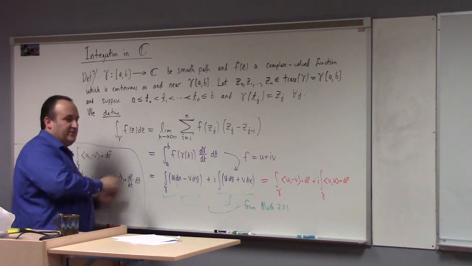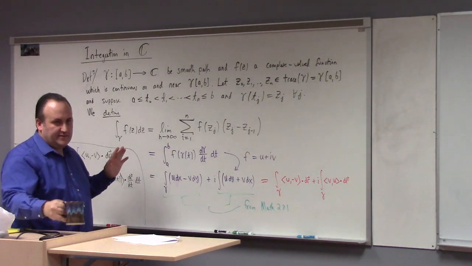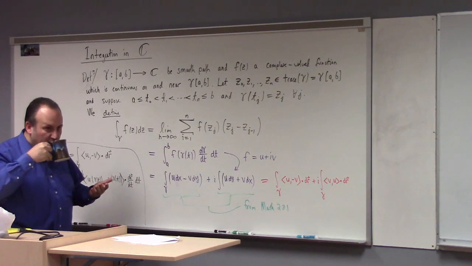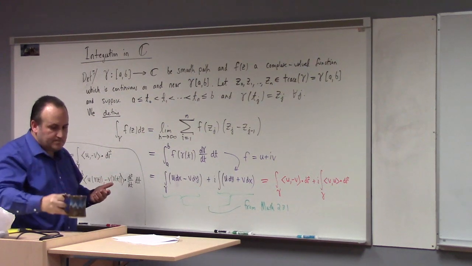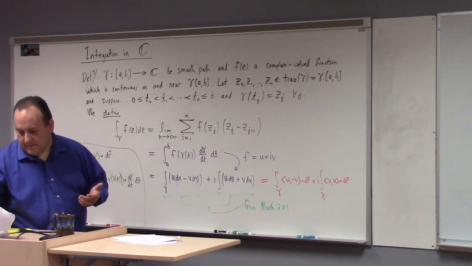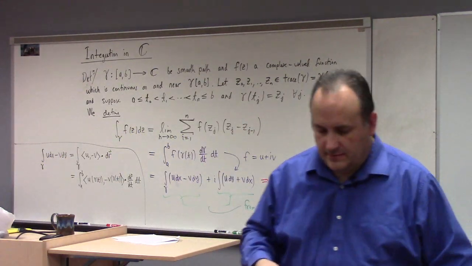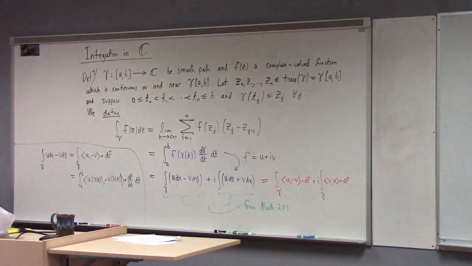Now, I haven't proved this yet. I'm just making some assertions, right? Everything that's past the black is a claim. So let me show you why it's true. It's not particularly difficult, but it does require us to remember the Riemann integral, that business. So let's get into it.